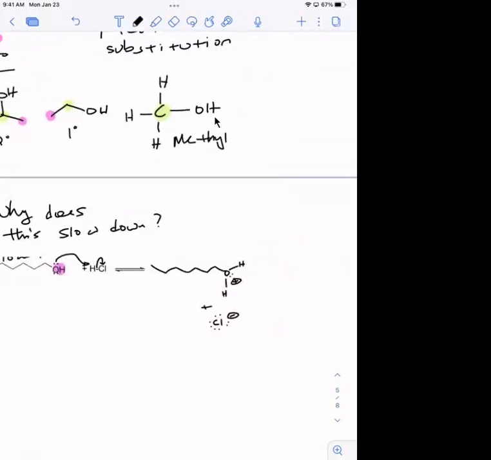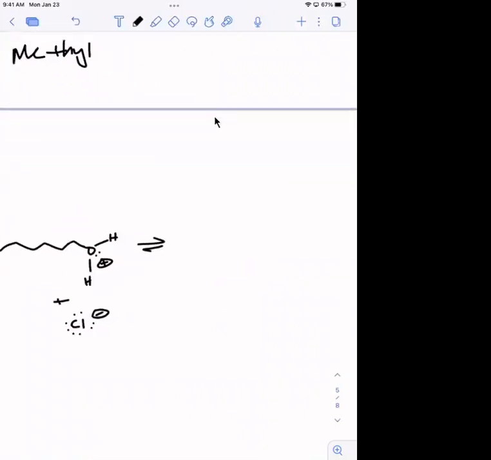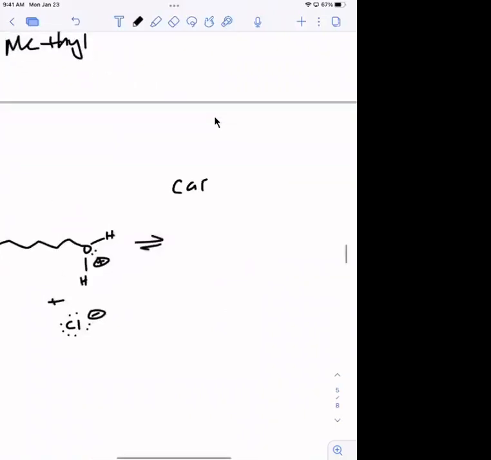Right, now what? I have my hydronium ion, which is a good leaving group. So I need to make this carbocation. How do I show that?